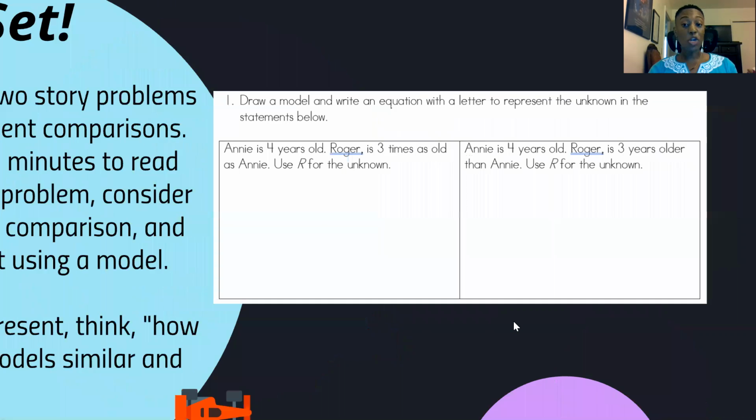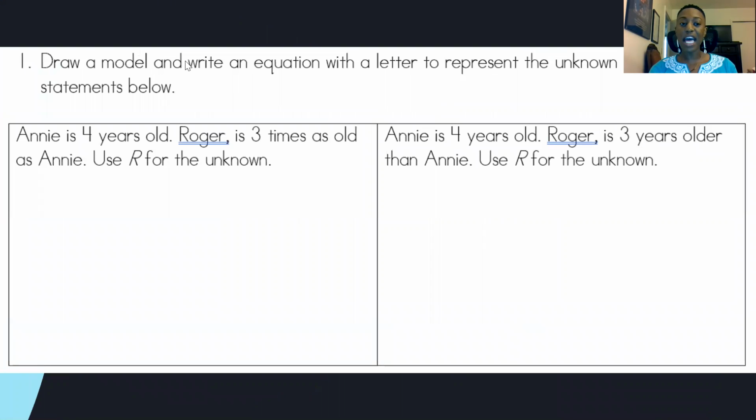So this is what your page 7 will look like. You will see that it says draw a model and write an equation with a letter to represent the unknown in the statements below. And you'll see 2 different problems. I can't wait to see how you represented these with a model and then also your equation. I'm not going to give everything away.